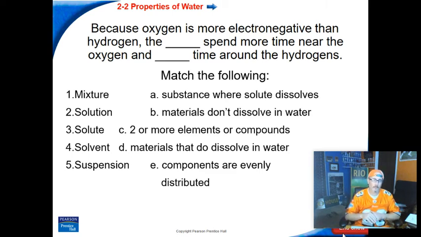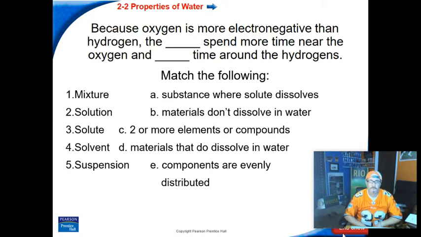Okay. A little matching for you. This is going back to number 15, vocab. Okay, mixture. All right, mixture is C, 2 or more elements or compounds. Solution. I think I know what that one is. Yeah. Solution is E, components are evenly distributed.